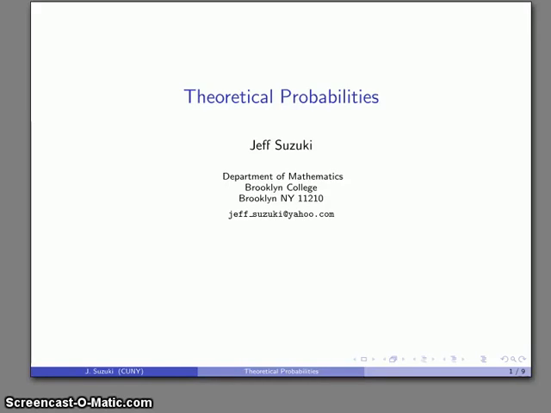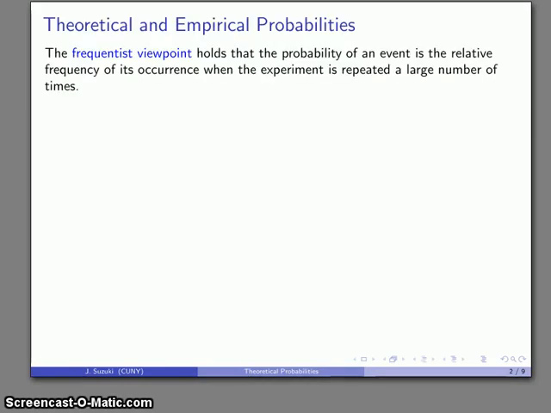Let's move on to the question of finding theoretical probabilities. And so if we want to put a framework on this, remember that the frequentist viewpoint holds that the probability of an event is the relative frequency with which the event occurs when I repeat the experiment a very large number of times. And in certain cases, this is reasonable to do. If I want to find the probability that a coin lands heads, I could sit here flipping the coin a couple hundred thousand times and see how often the coin lands heads. And that will give me my empirical probability.